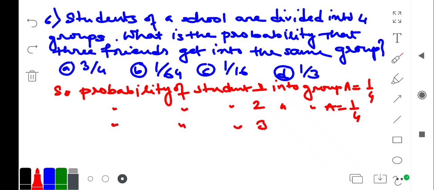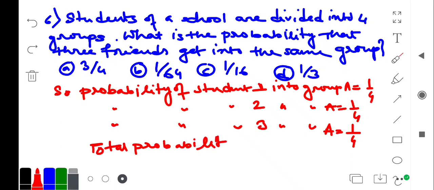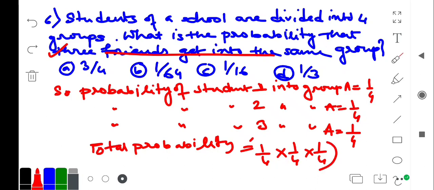Student third into group A, that is also equal to 1 by 4. So total probability, that is, the probability that 3 friends get into the same group, is equal to 1 by 4 into 1 by 4 into 1 by 4. That is equal to, ultimately the answer will be 1 by 16. Okay, the answer will be 1 by 16. C is the correct answer.